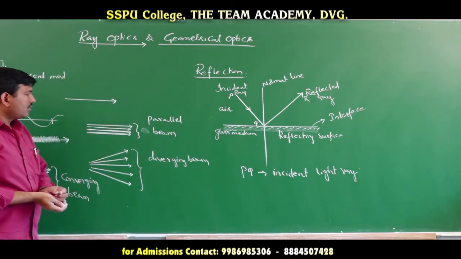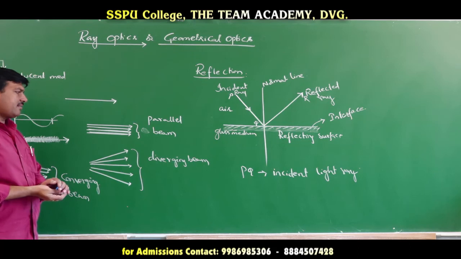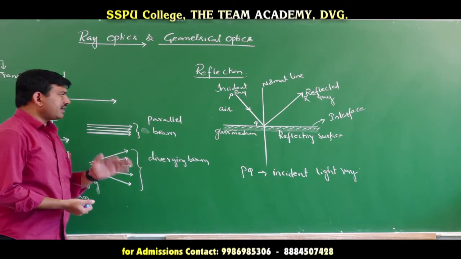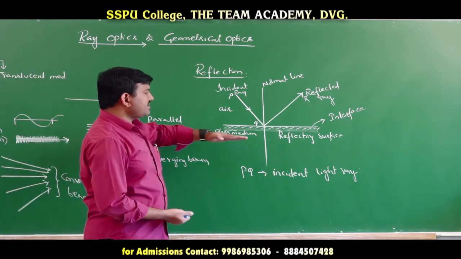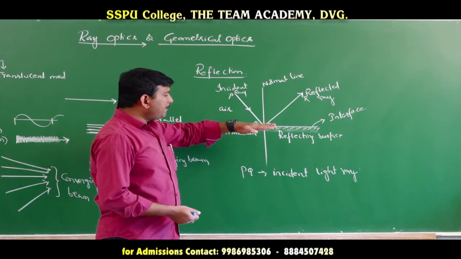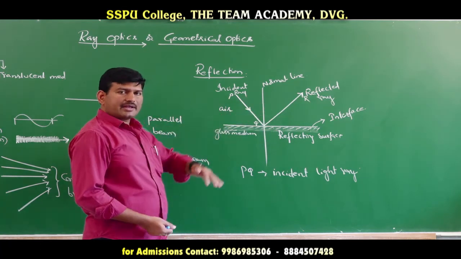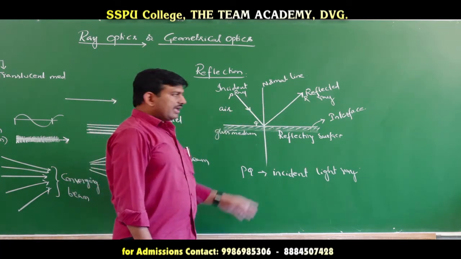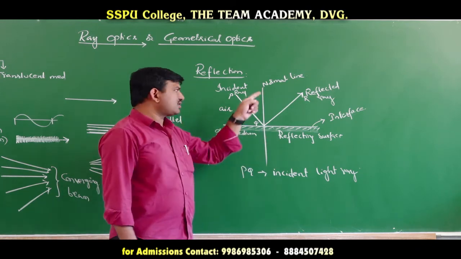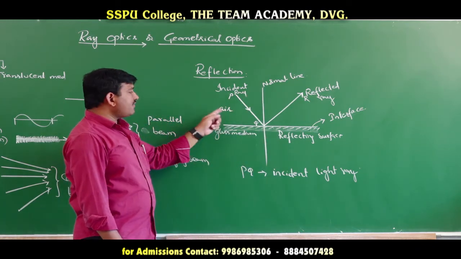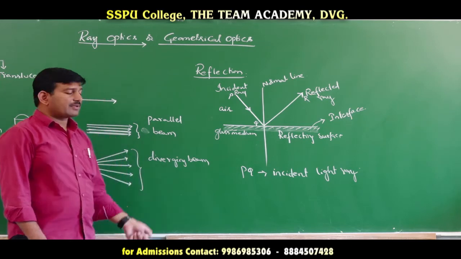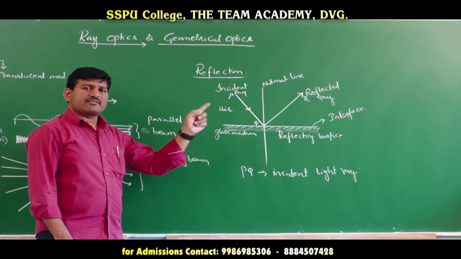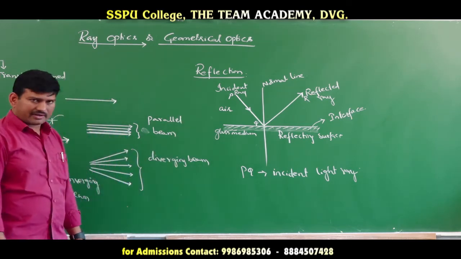Now, if you see the diagram, what we are understanding in this diagram is, first, the interface. What is an interface? A plane which separates two optical media is said to be an interface. A line which is perpendicular to the interface is said to be the normal line. The light ray which is incident on the interface is said to be the incident ray, and the light ray which is reflected is said to be the reflected ray.